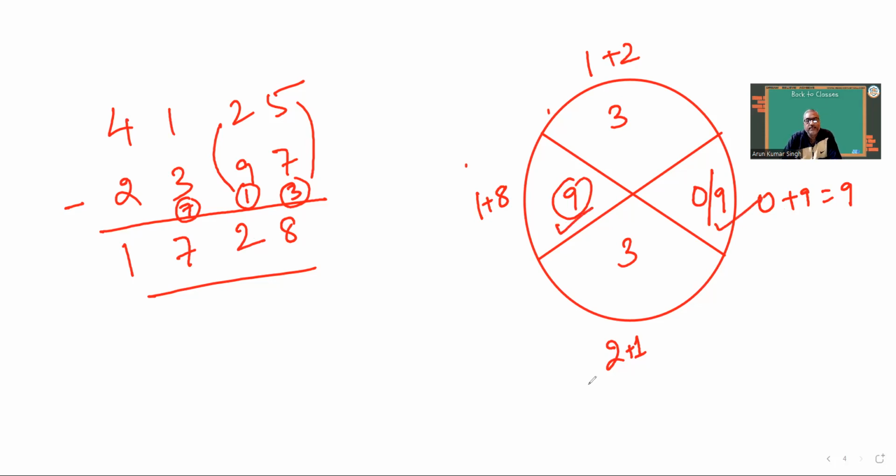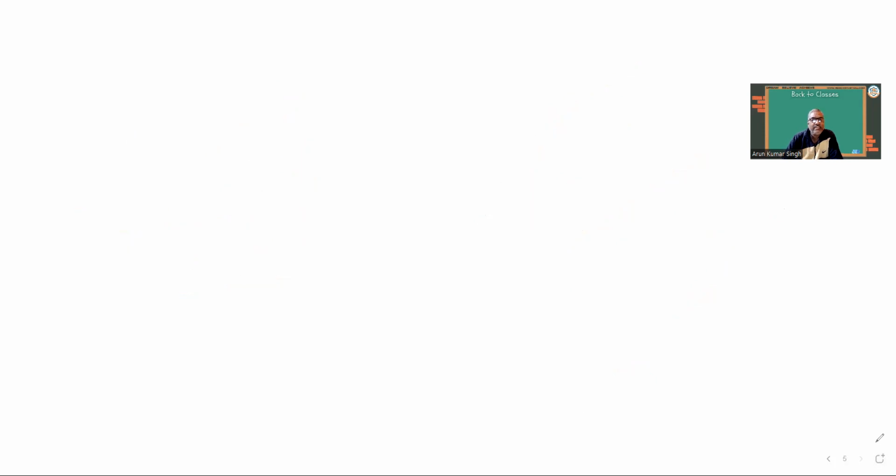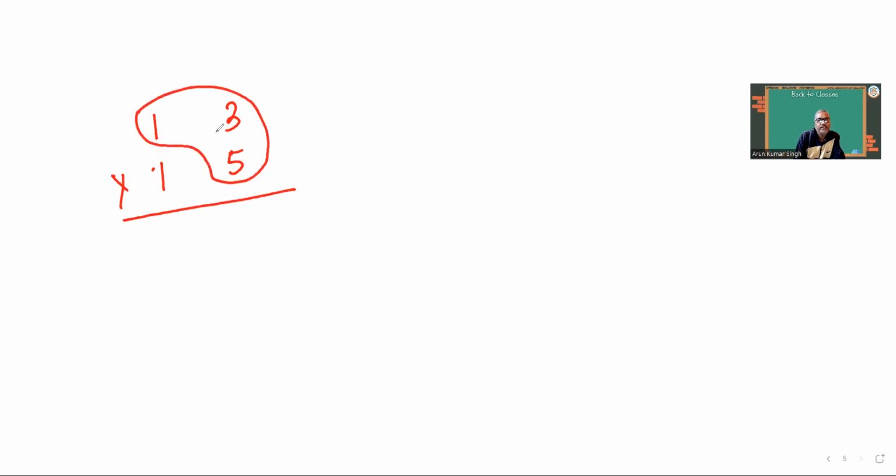So this is correct. So let's see for multiplication. Suppose here we have to multiply 13 and 15. This is very easy. Let's see here. So this will be how much? 13 plus 5 is 18. And this side 3 into 5 is 15.